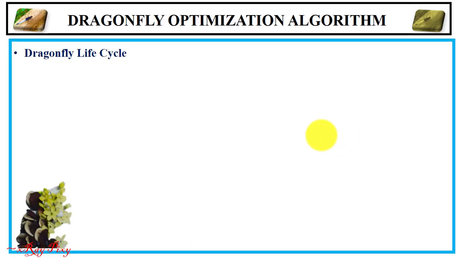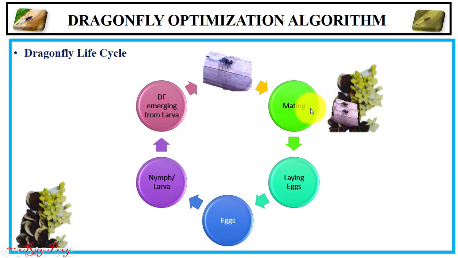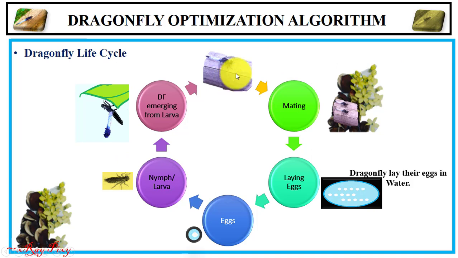Let's try to understand the life cycle of dragonfly. Here you can see this is the adult dragonfly. After that we have the mating phase, and then dragonfly will find a suitable surface for laying egg, and most often dragonfly lay their egg in water. And after that you can see here dragonfly egg. From dragonfly egg we have a larva, and from this larva you can see the dragonfly is emerging and we have adult dragonfly. So this is the life cycle for the dragonfly.